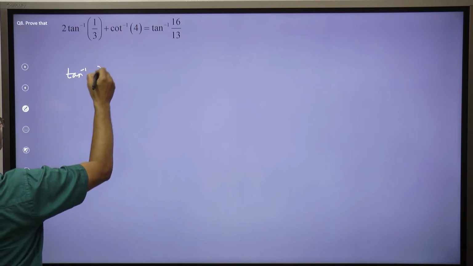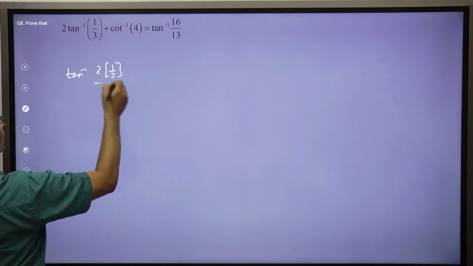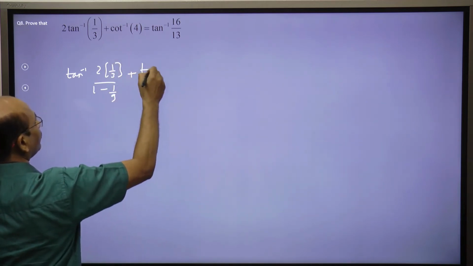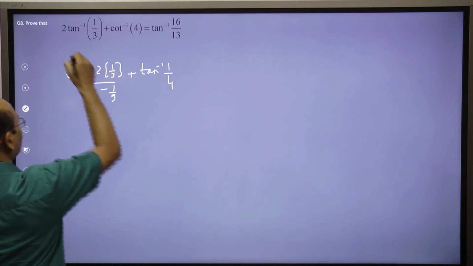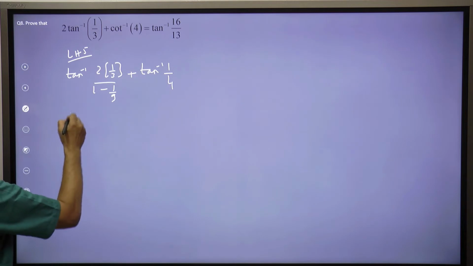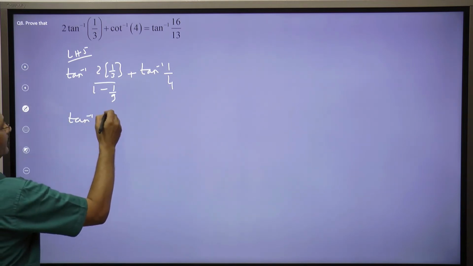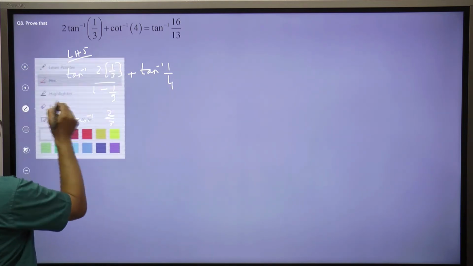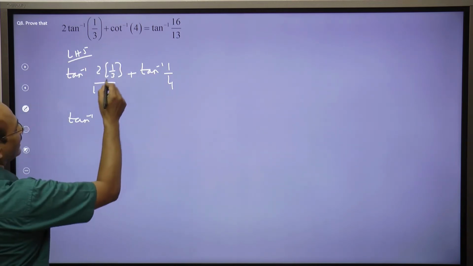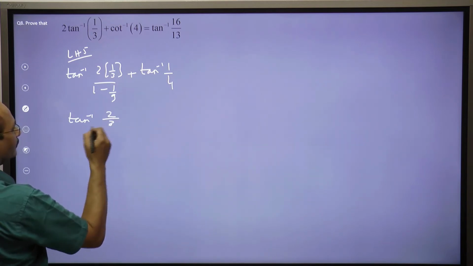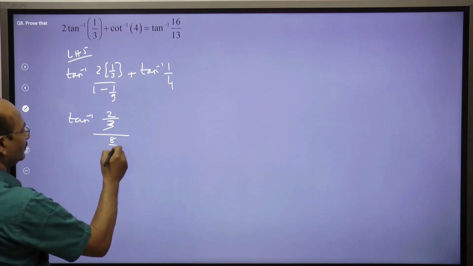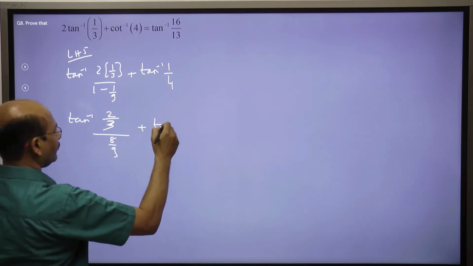tan inverse 2x upon 1 minus x square plus tan inverse 1 by 4. I am talking about the LHS. Now, let us see what happens here. So, this will be tan inverse 2 upon 3, sorry, there is a 1 by 3 there. So, I will just work out, that is tan inverse 2 upon 3, upon 1 minus 1 by 9, which is 8 by 9, plus tan inverse 1 by 4.